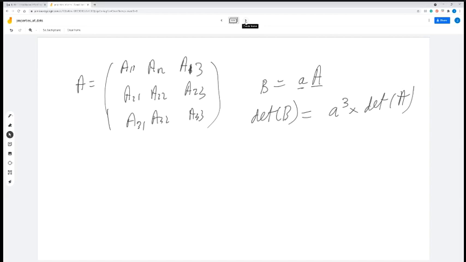Okay, so remember that if you multiply one row, then the determinant will be multiplied once. If you multiply the whole matrix, then the determinant will be multiplied by the same number, and the number of times is going to be just equal to the size of the matrix. So if it is a 3 by 3 matrix, then it's going to be multiplied 3 times, and so on. Any questions?